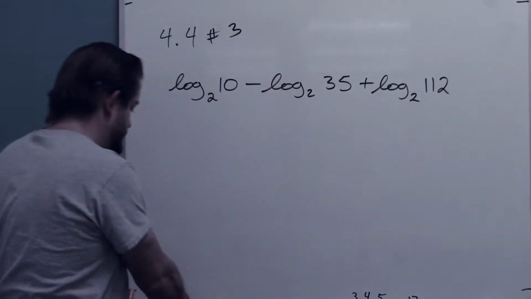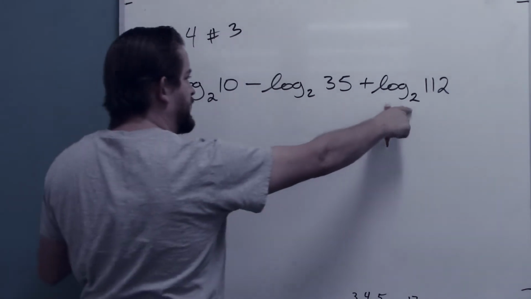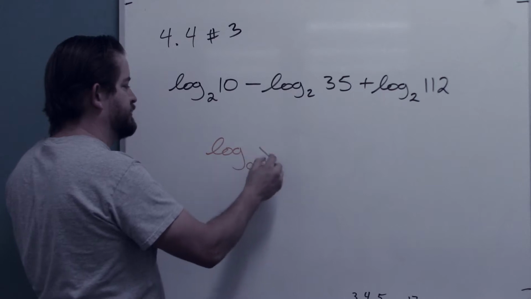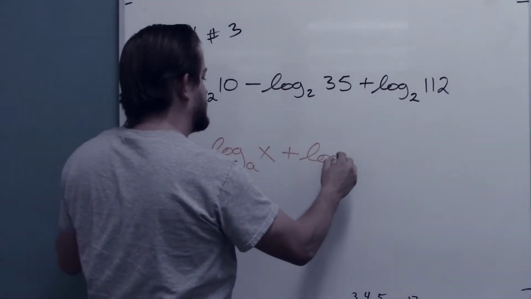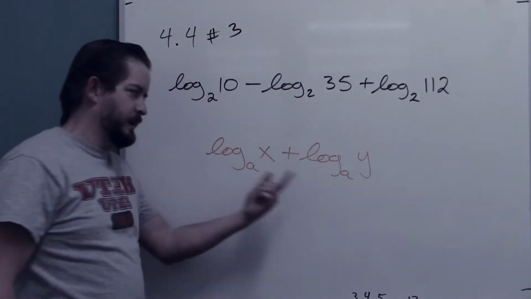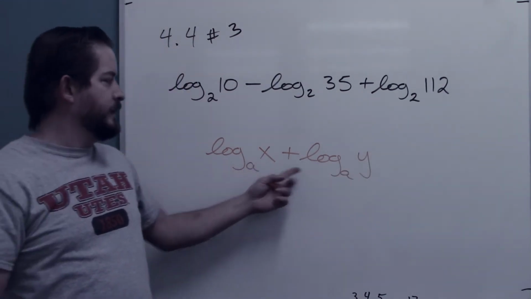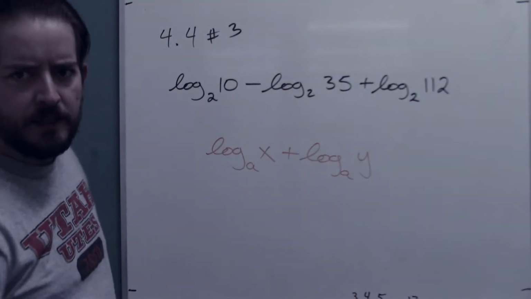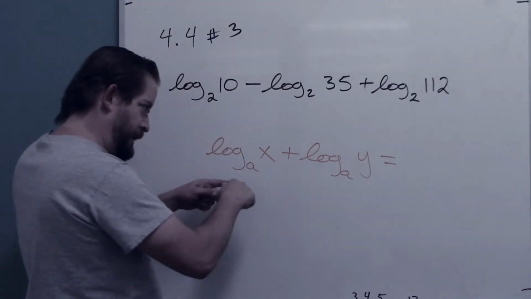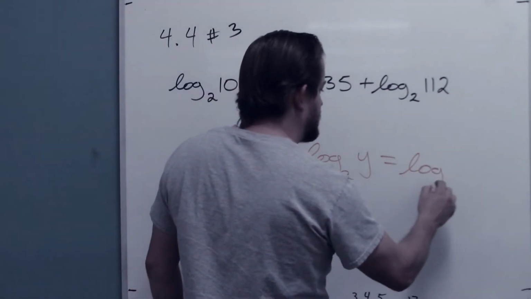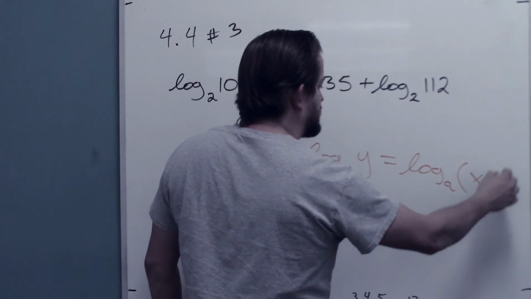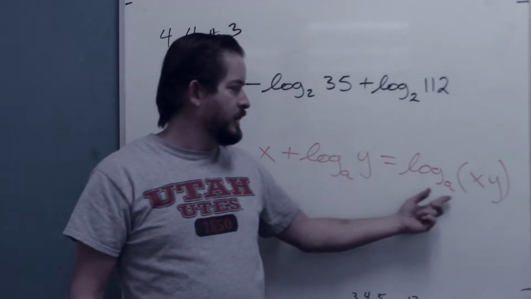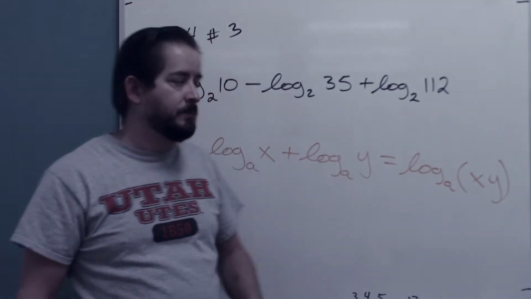The first one says this, and the bases are all the same, that's important. If I have the log of some base, whatever it is, of something, plus the log of that same base of something else, log base A of one thing, log base A of another thing, I can combine this into the log base A of the product of those two things. The sum of two logs, as long as they have the same base, turns into the log of the product of those two things.